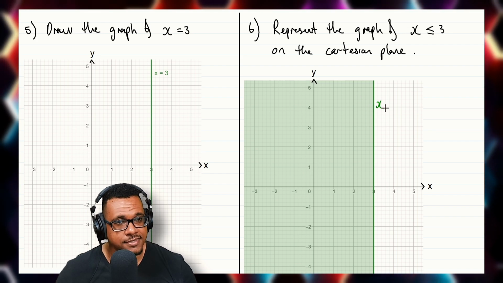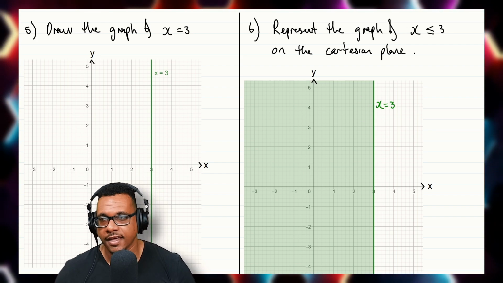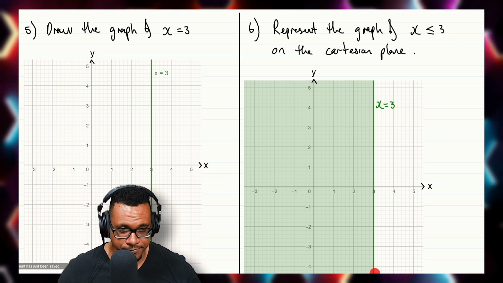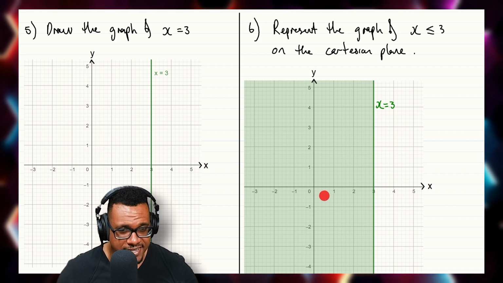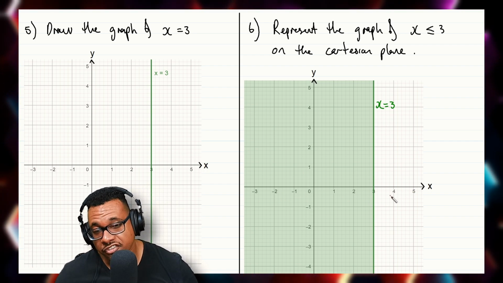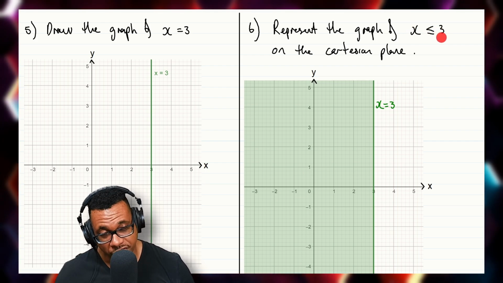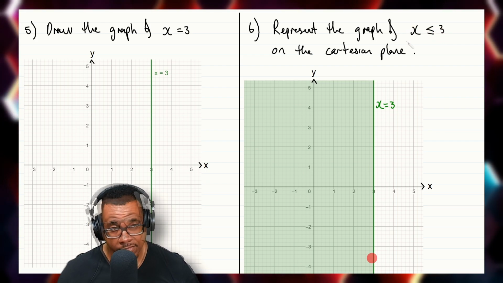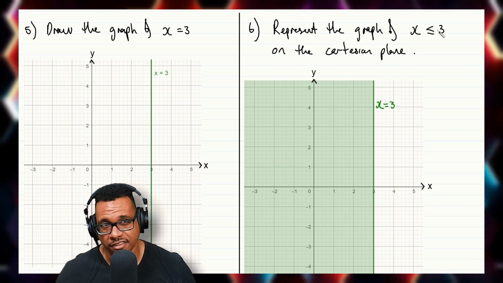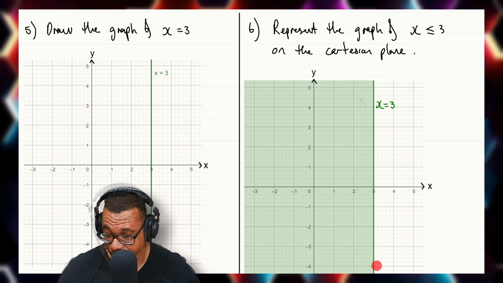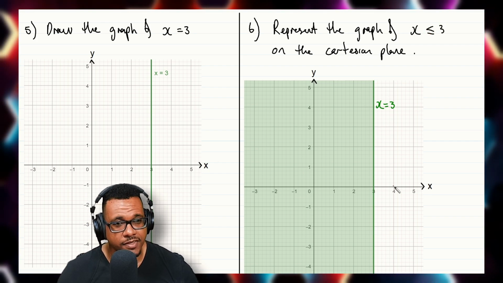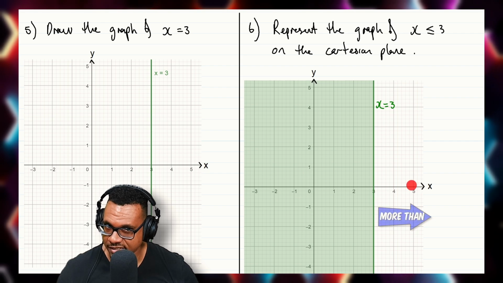So this here is x is equal to 3, and this is our boundary line. Then looking at the x-axis, we determine what is greater than 3 or what is less than 3. Since x is less than or equal to 3, our boundary line is solid. If it was x less than 3, the boundary line would have been dotted. And 4, 5 is more than 3, so it's not that side.